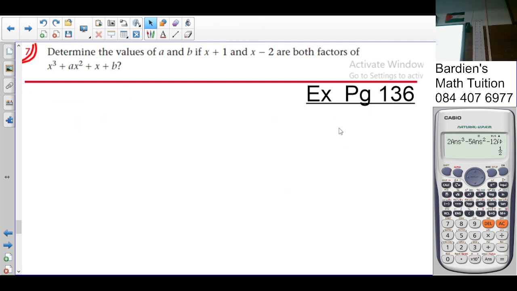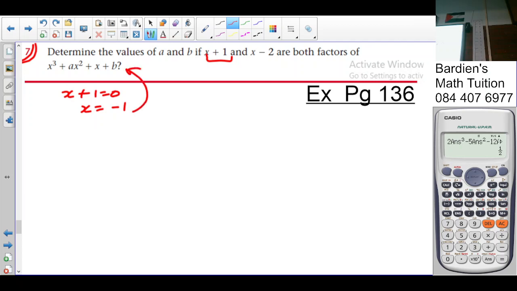It says determine the values of a and b if x plus 1 and x minus 2 are both factors of the expression x cubed plus ax squared plus x plus b. So if x plus 1 is a factor, then what do we do with that? Firstly, we say x plus 1 is equal to 0, so x is equal to negative 1. We substitute negative 1 into the expression, which is negative 1 cubed plus a times negative 1 squared plus negative 1 plus b, which should give me an answer of 0. Why? Because that is a factor.